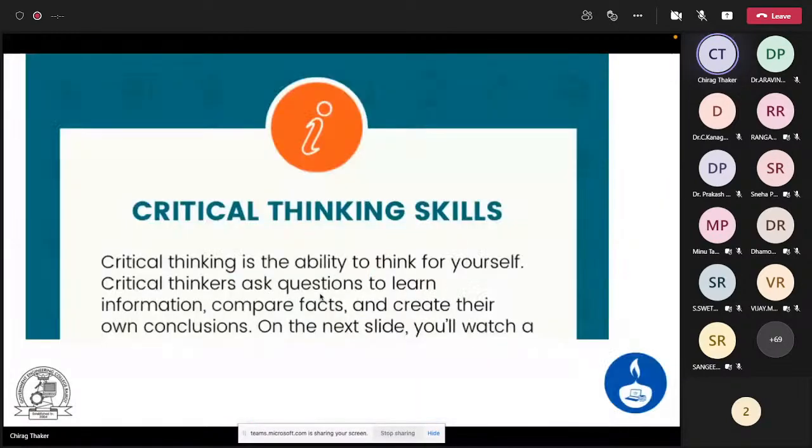So this is a critical thinking process which is visible on your screen. Critical thinking skills is the ability to think for yourself. Critical thinkers ask questions to learn information, compare facts, and create their own conclusions.